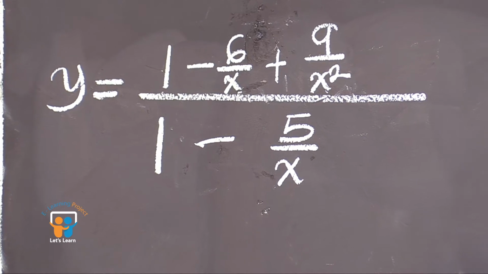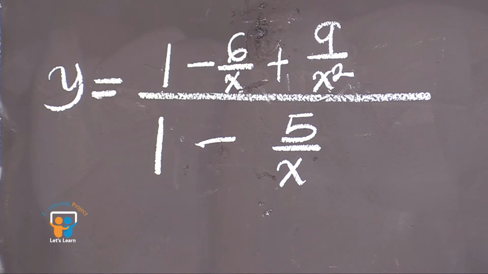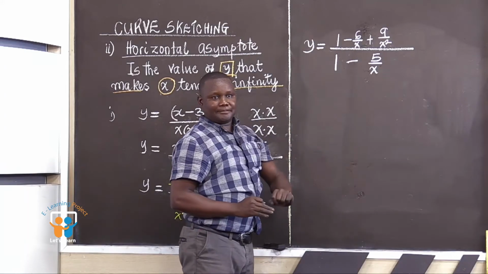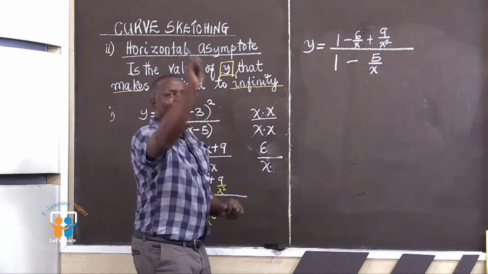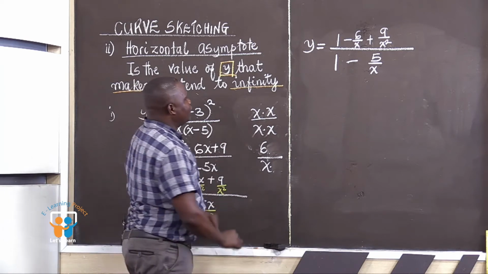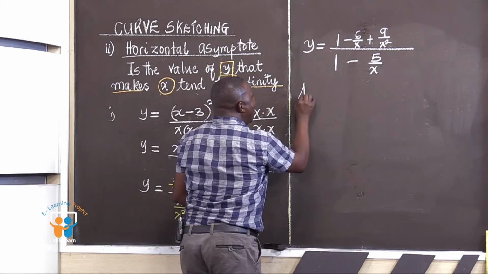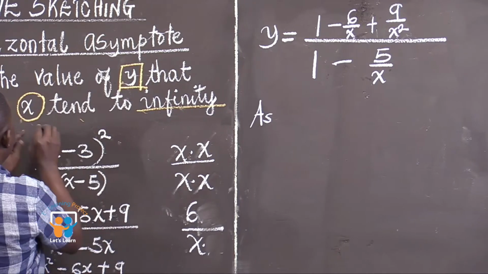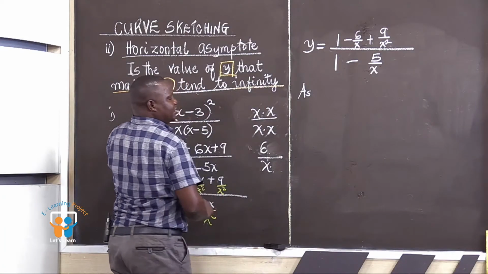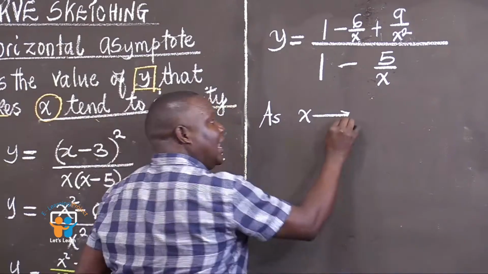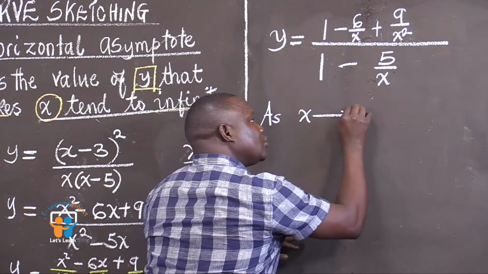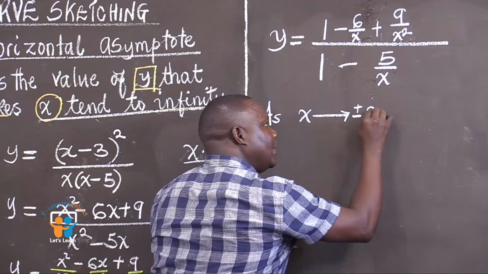It is time for us to quote our condition. You see, you can only quote the condition when you've simplified. Are you getting me? When you have simplified. Good. Let's move on. We say as. We remember we said x must tend to what? To infinity. So we come and say as x does what? Tends, like we did, tends to positive or negative what? Infinity.